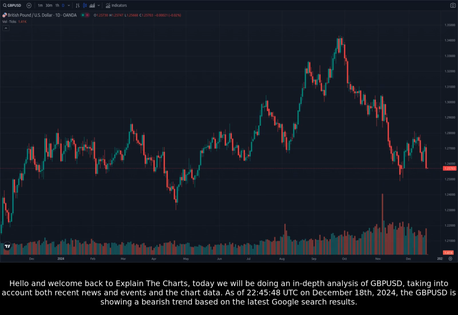Today we will be doing an in-depth analysis of GBPUSD, taking into account both recent news and events and the chart data. As of 22:45 and 48 seconds Universal Time Coordinated on December 18, 2024, the GBPUSD is showing a bearish trend based on the latest Google search results.